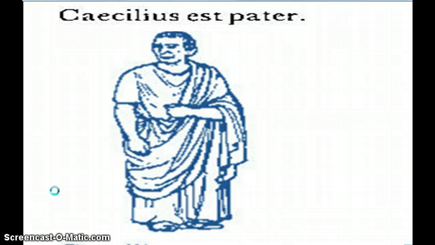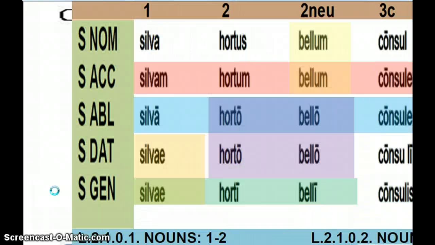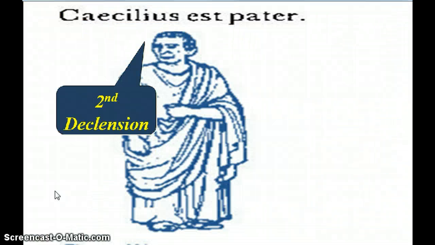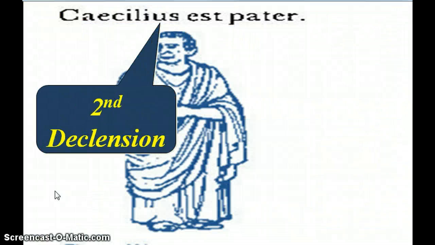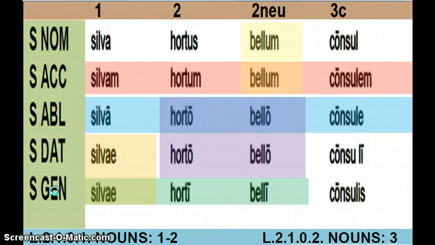Now, as we saw in that passage, we have Caecilius as a father. What declension is Caecilius? Well, he's second. Why is he second? Because it has an us in it. So we could decline Caecilius. We could say Caecilius, Caecilium, Caecilio, Caecilio, Caecilii.